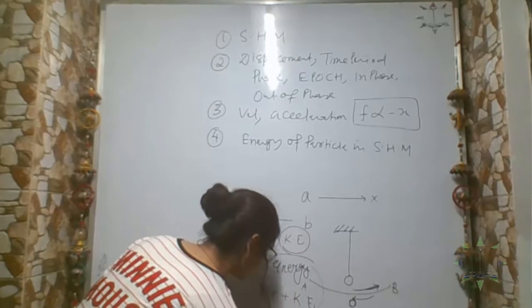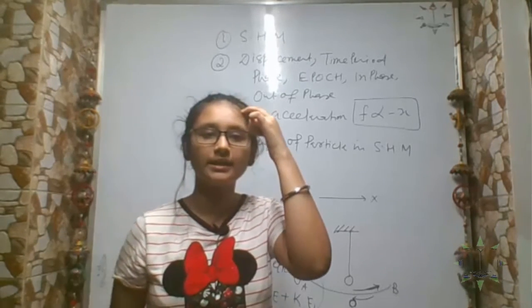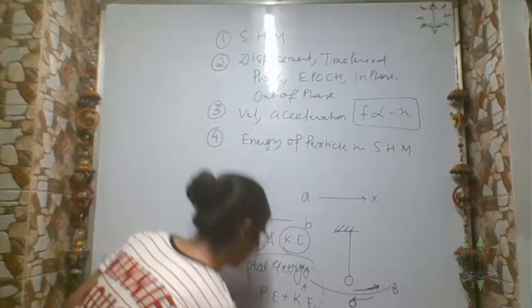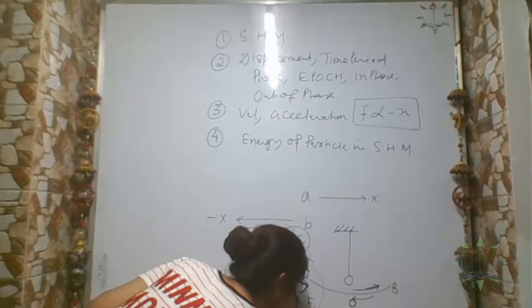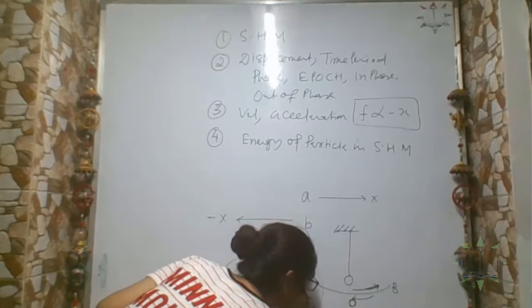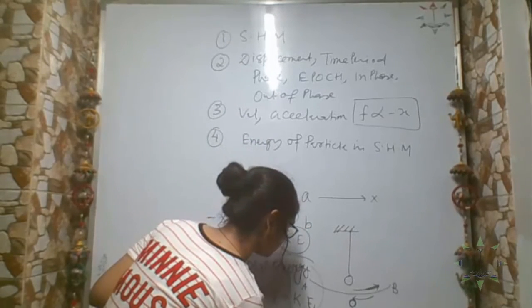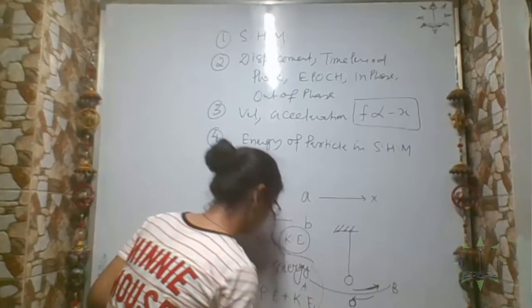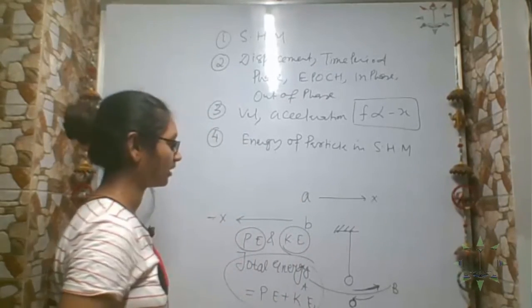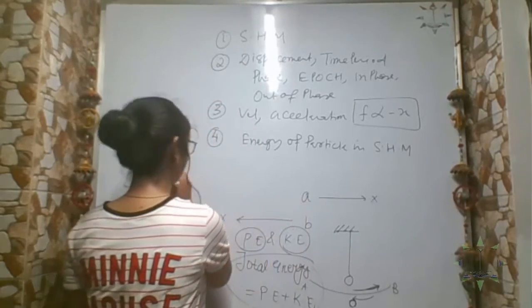By adding them we will get E. E represents the total energy, and it will be at last m omega square. I will write it here.